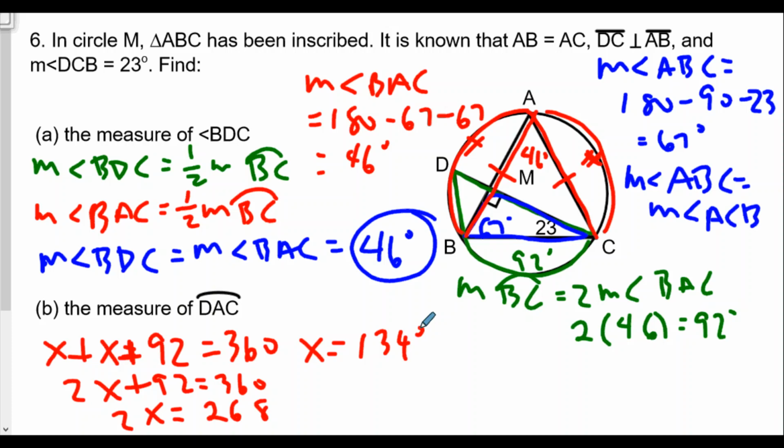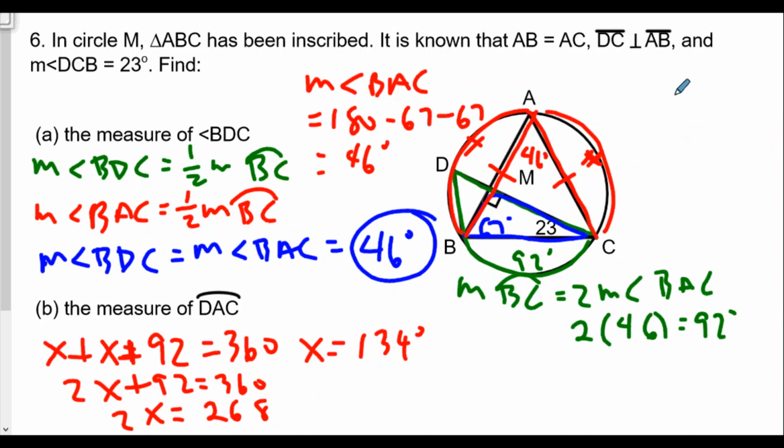Well, in this case, I'm going to erase some of the stuff here. I need a little space here for the second problem. Hope you copied it down from before. And so the measure of arc AC is equal to 134 degrees. Now we need to find the measure of arc AD, because the measure of arc AD plus the measure of arc AC is our measure of arc DAC.